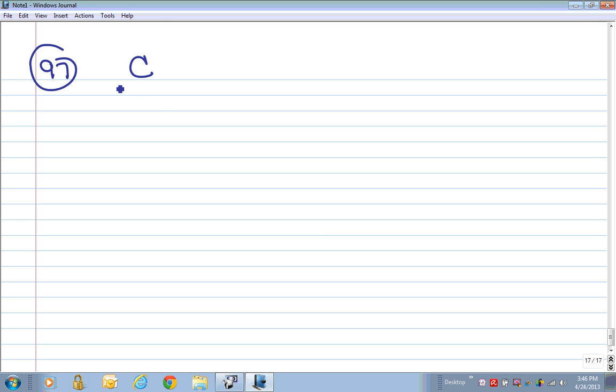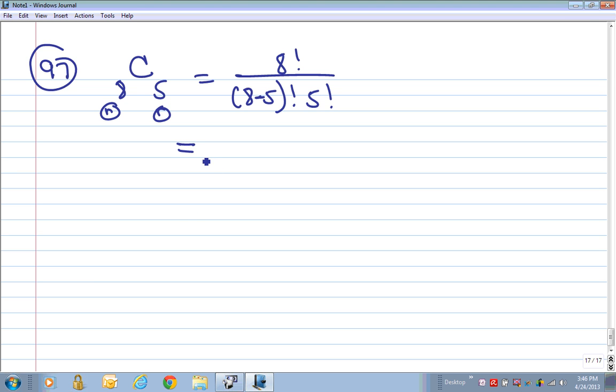Again, we have C, row 8, term 5, which would really be the 9th row down, and the 6th term in. Let's take a look: this would be our n, and this would be our r. So we have n factorial, or 8 factorial, over 8 minus 5 factorial times 5 factorial. All right, here we go, Bearcats.